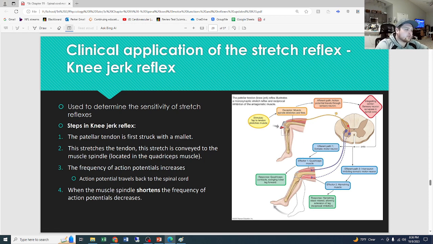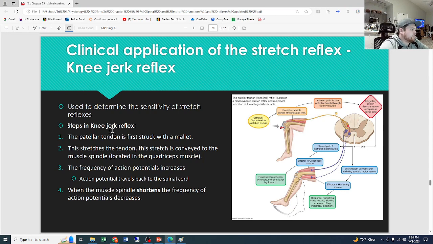So doing these sort of reflexes, and you'll learn a whole bunch of these different reflexes in your clinical neurology class, we do them to potentially differentiate if there is an upper motor neuron lesion or a lower motor neuron lesion, because the way that we treat those is going to be different. Okay, but continuing with this specific reflex. So the knee-jerk reflex, it is used to determine the sensitivity of stretch reflexes.